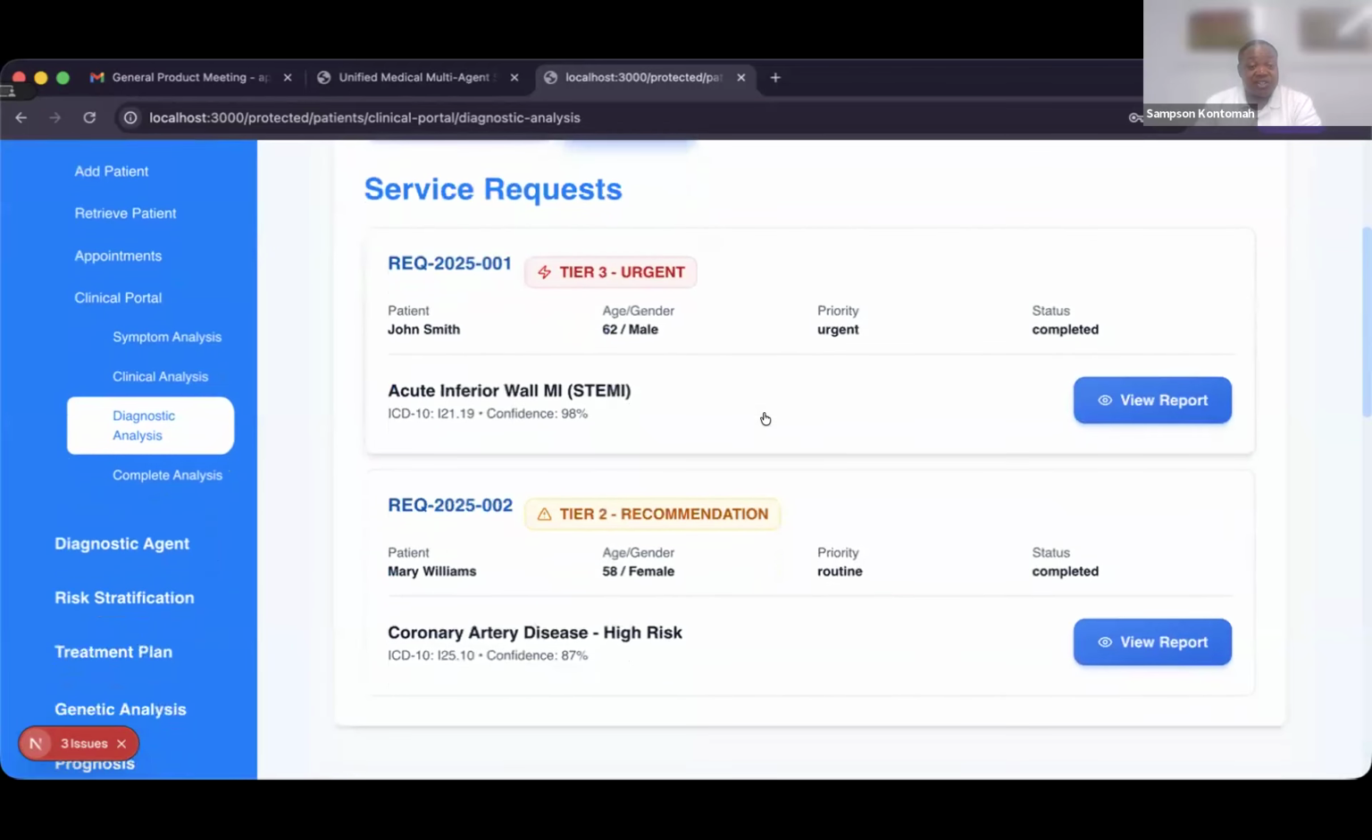So this is a service request sent, and this is the request ID. As displayed, based on the analysis, it was a tier 3 urgent case of acute inferior wall myocardial infarction. The ICD code is I21.19. The confidence level here is 98%. So that makes it a tier 3 very urgent case. So let's view the report of this one.